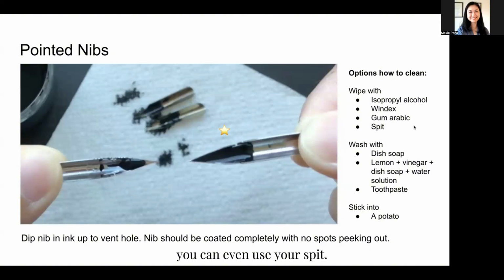You can even use your spit. You can wash it with dish soap or use a solution containing lemon, vinegar, and dish soap. You can use toothpaste and then gently brush it, or you can also stick it in a potato, because the potato absorbs the oil out of the nib.